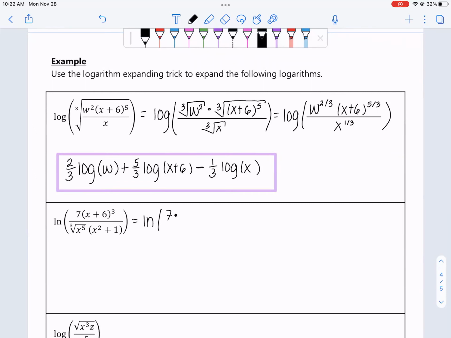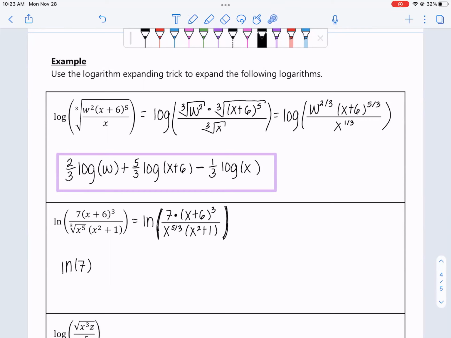I can even put a multiplication symbol in here to help remind me that the 7 is its own term that needs to be separated. So we have x to the 5/3, and then we have x squared plus 1. Note that the x squared plus 1, we will not be able to bring down any exponent because the square is on the inside of it.